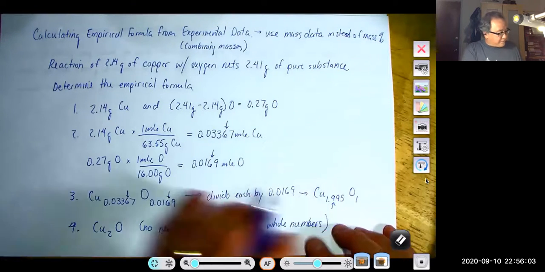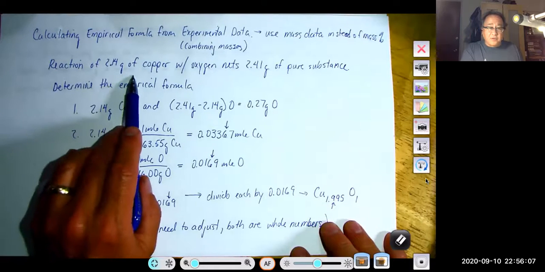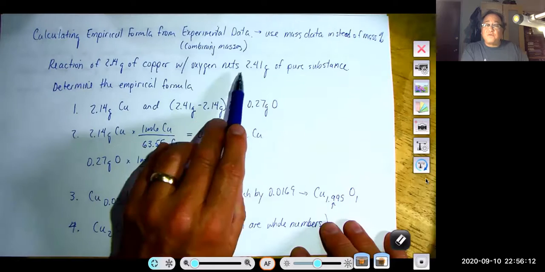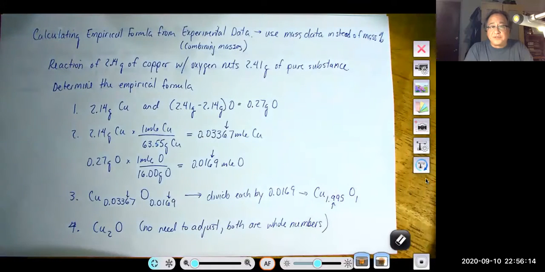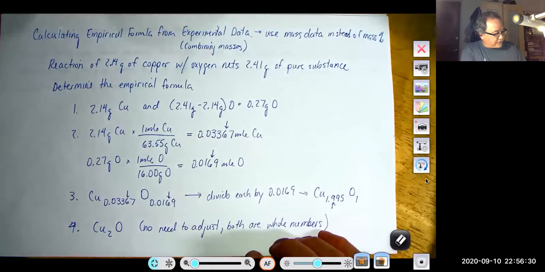So here's an example. There's a reaction where we take 2.14 grams of copper and react it with oxygen, and it nets 2.41 grams of pure substance. So the assumption here is that the 2.14 grams of copper is in the product now. But there's also something else in the product. What is that? Well, it's oxygen. So this is kind of interesting.